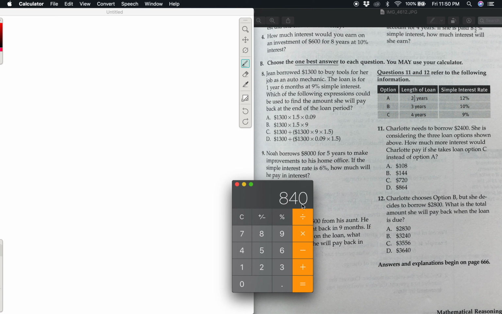So it's asking how much she'll owe or have to pay back. So we have the interest amount, which is 840, plus the total amount that she borrowed. So plus 2,400 equals 3,240. Okay, so at the end of the 3 years, she will have paid back 3,240, which is B here.